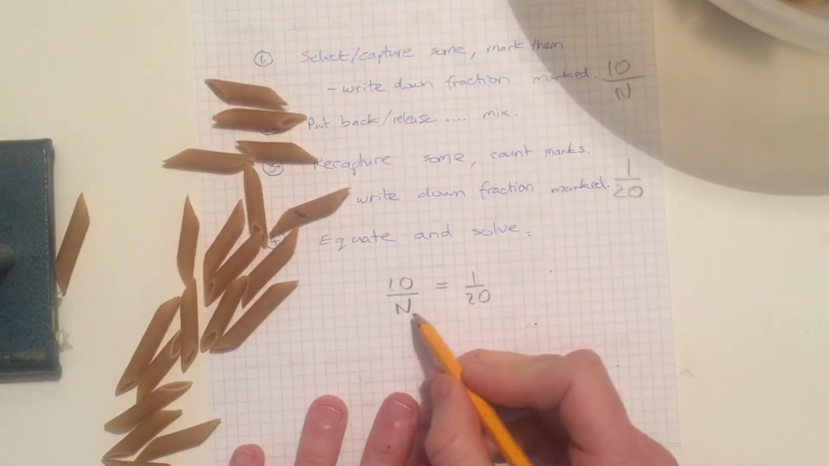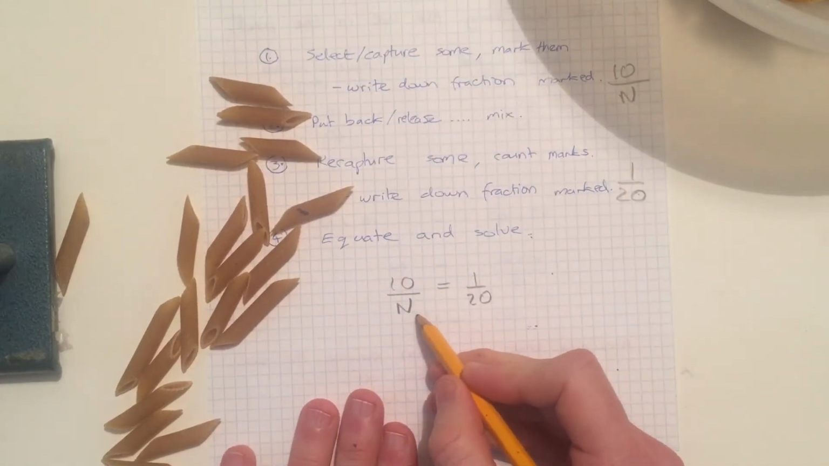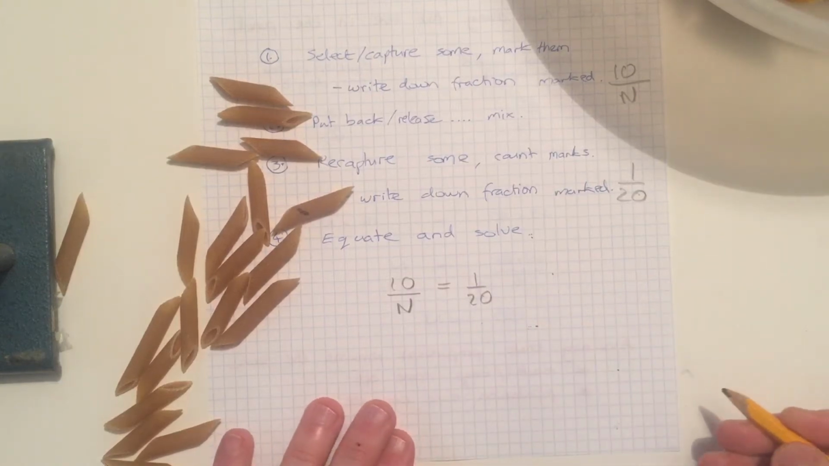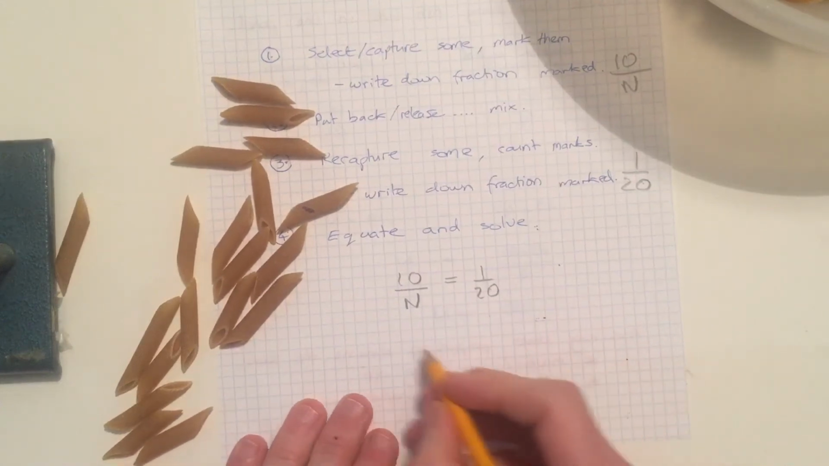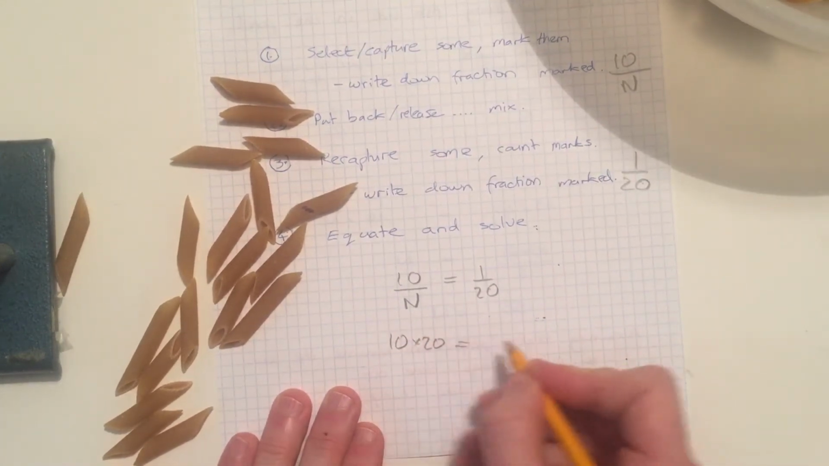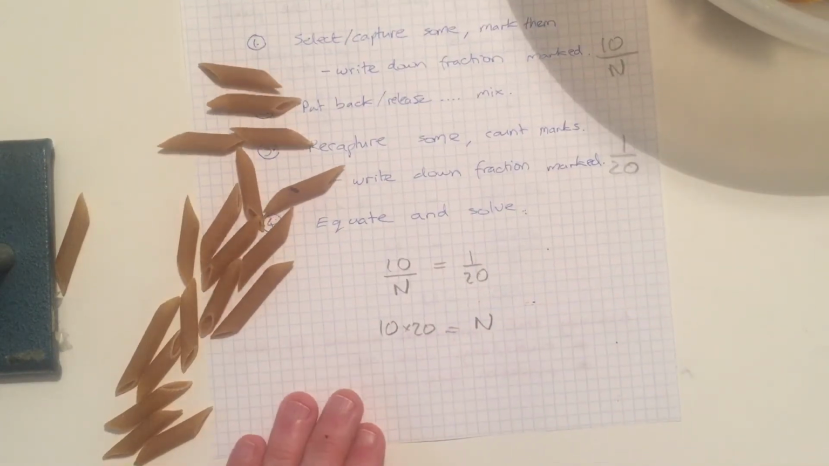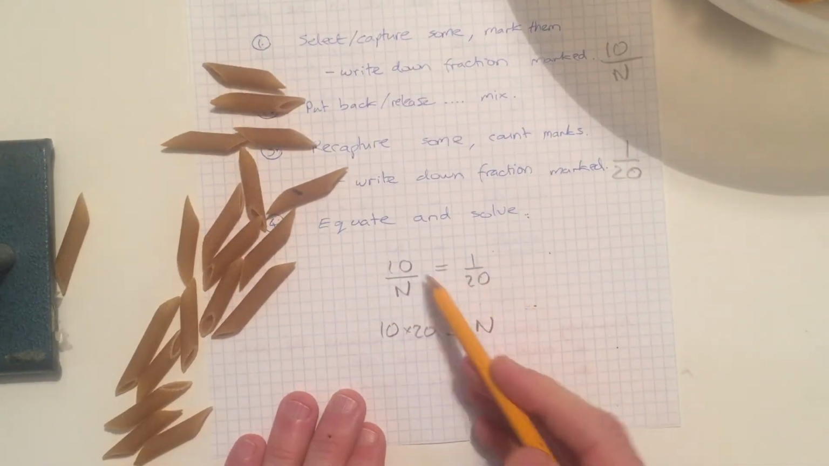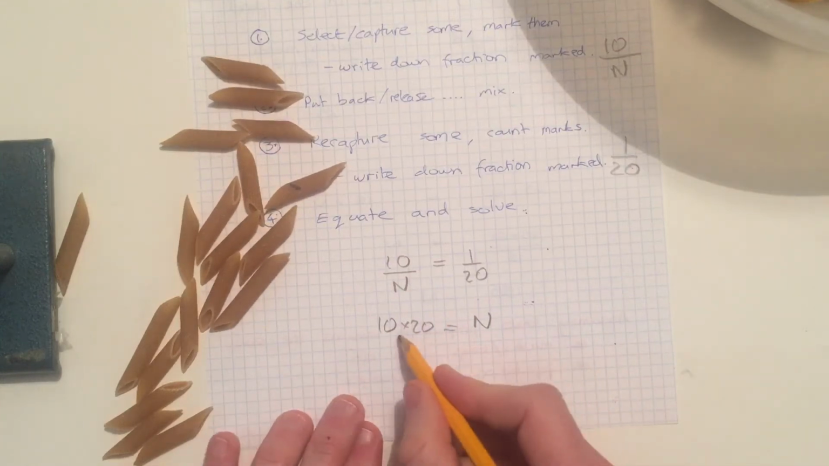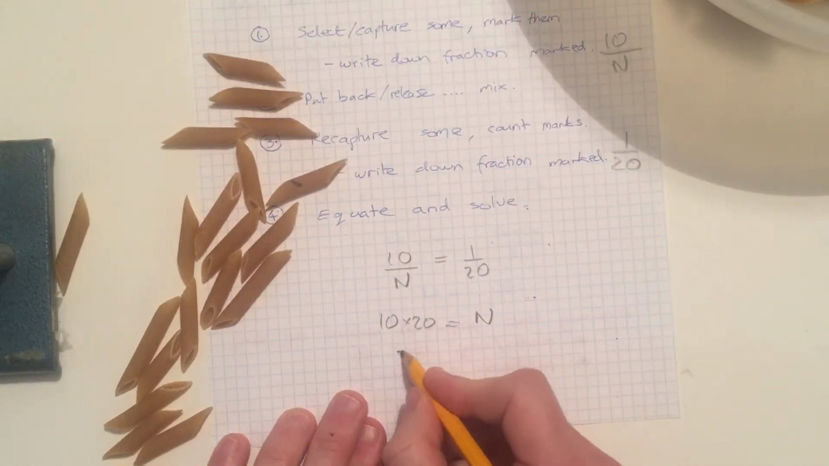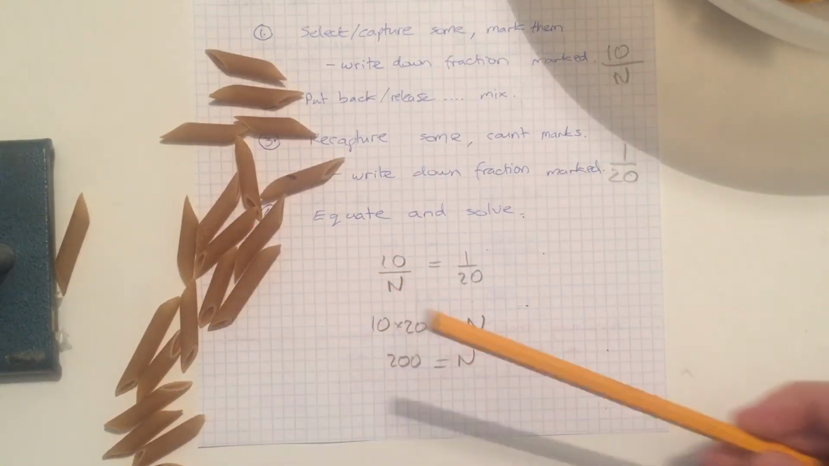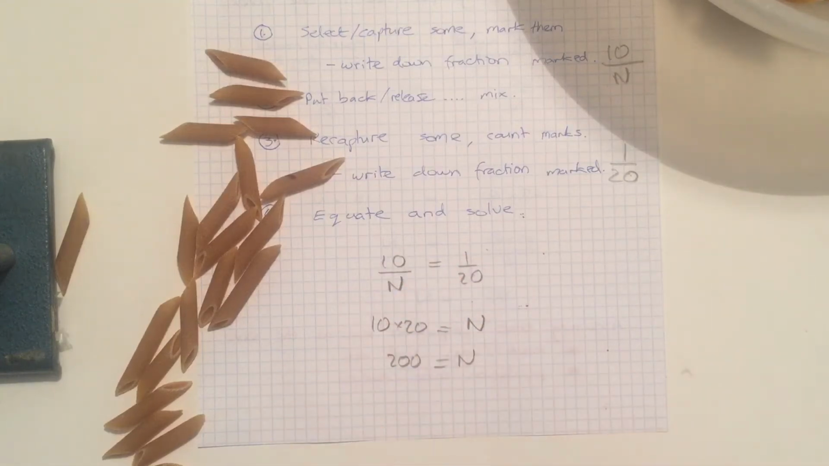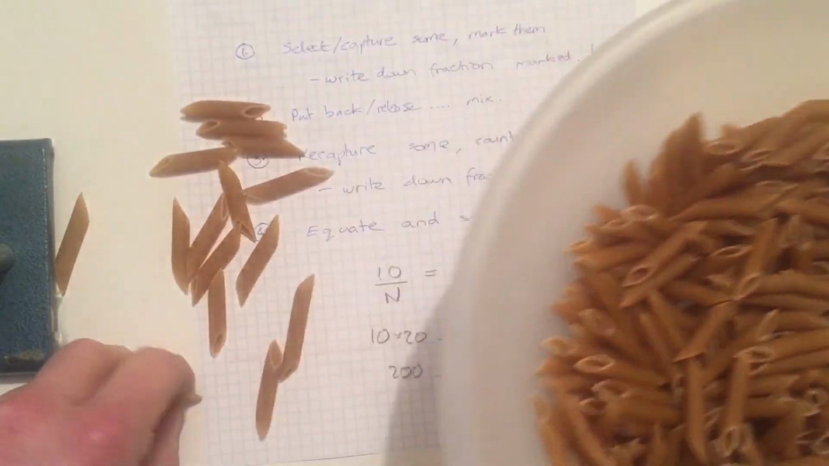And now I can just rearrange this to solve and find out n, the total number of pieces of pasta in that bowl. So if I times both sides by n and times both sides by 20, I've moved the n over here, moved the 20 over there, and I get that 10 times 20 is 200. So according to my capture-recapture technique here, I have estimated that there are 200 pieces of pasta in this bowl.